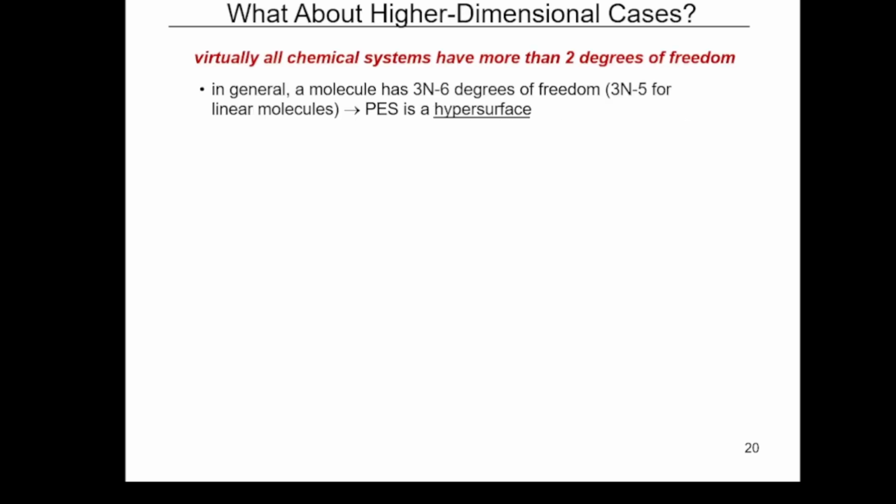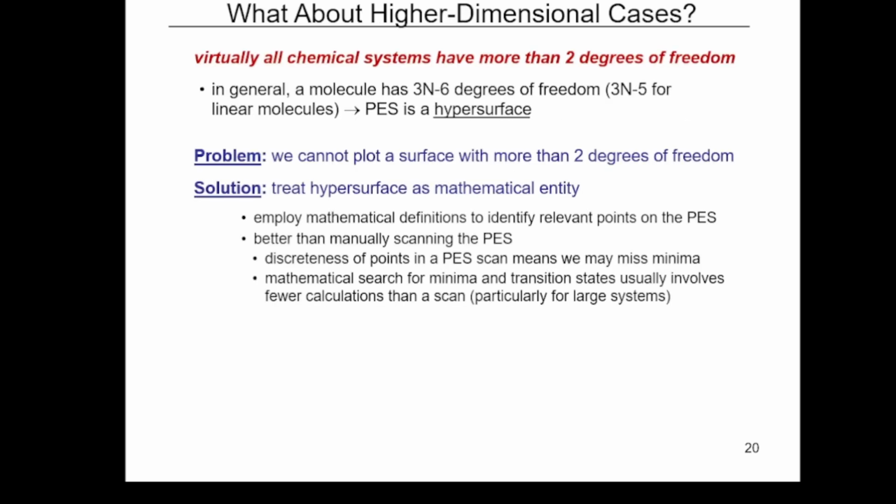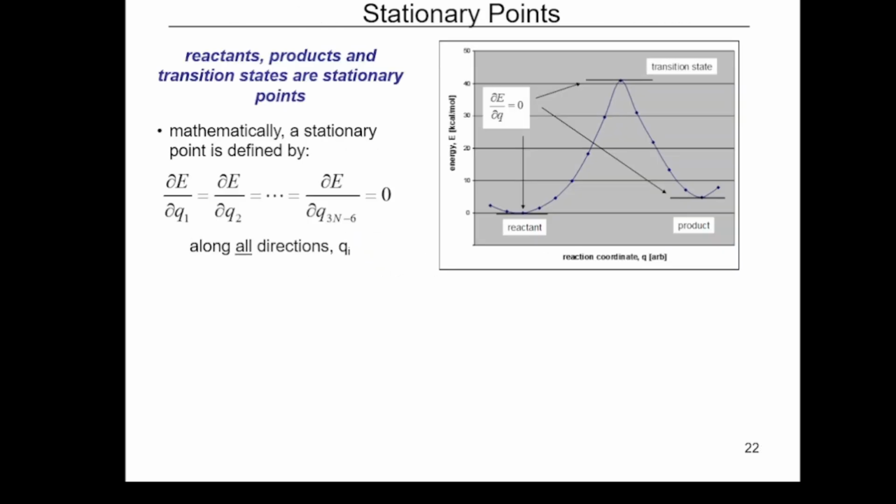We want mathematical definitions for the hypersurface so that we can locate the minimum, whether it's reactant, product, and even the saddle point, through some mathematical definitions rather than scanning the entire potential energy surface diagram. And this is particularly challenging if we talk about a system with a hypersurface. So how can we do that?